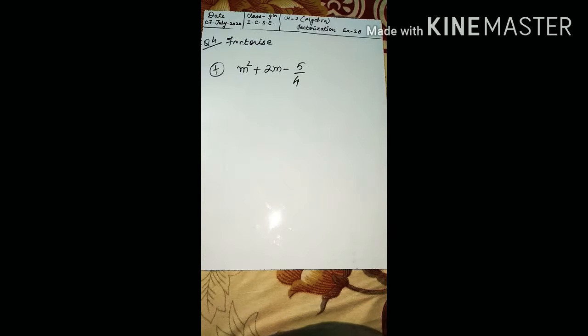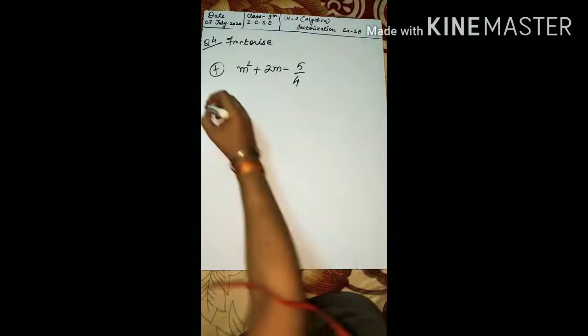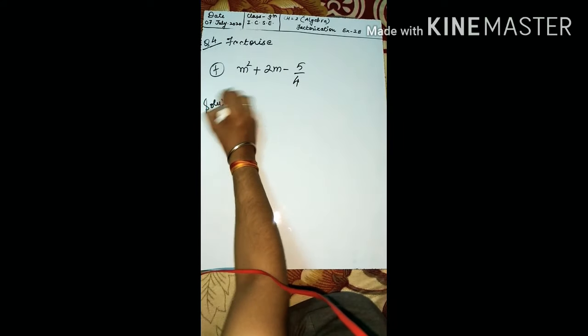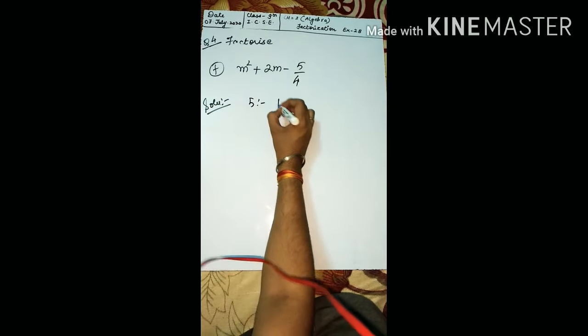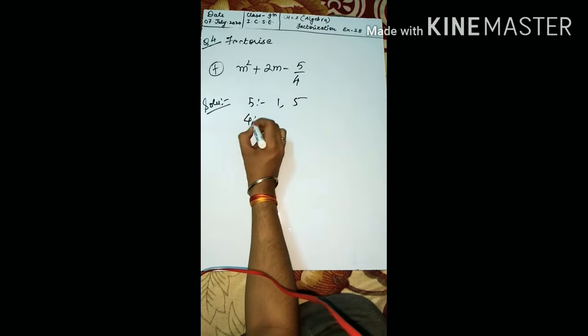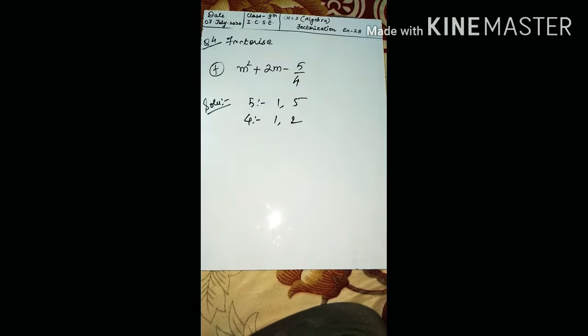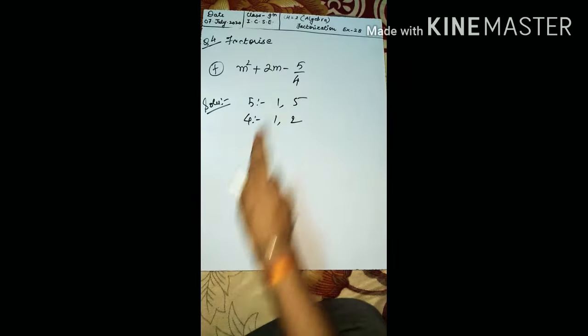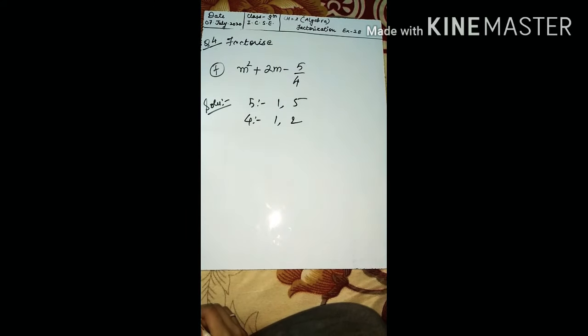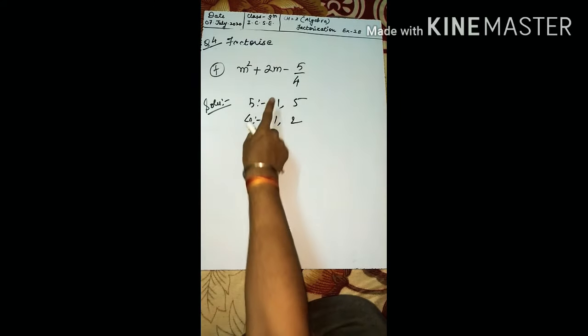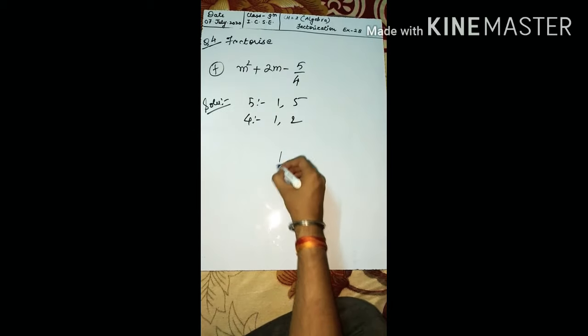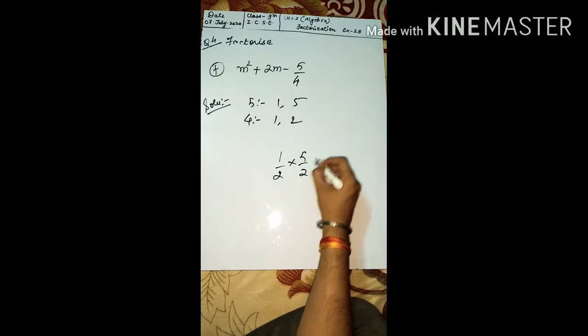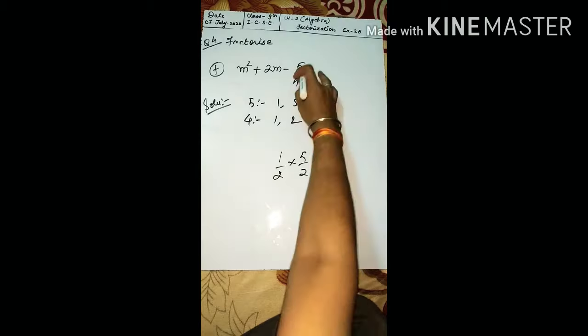Okay, let us come to this question F1. M square plus 2m minus 5 upon 4. So how to do it? Again, what are the factors of 5? 1, 5. What are the factors of 4? 1, 2. Okay, we need to find two terms, so that on adding we should get 5 by 2, and on multiplying we should get 5 upon 4. So is it 1 by 2 and 5 by 2? Because 1 by 2 into 5 by 2 will give you 5 by 4, which is this one.